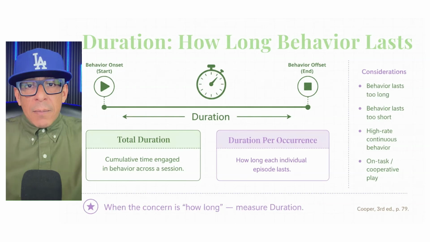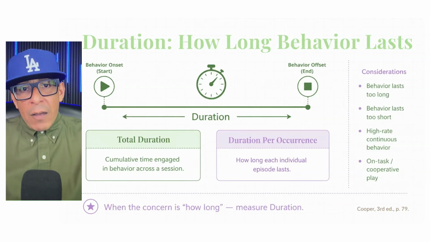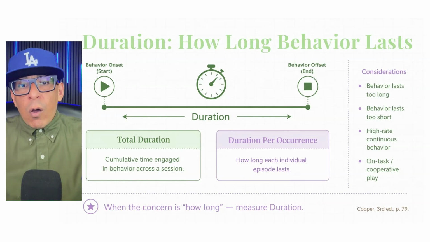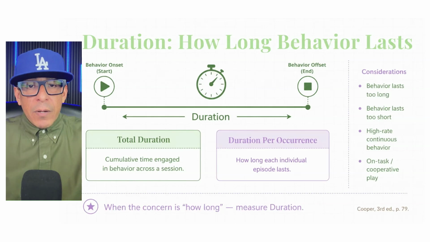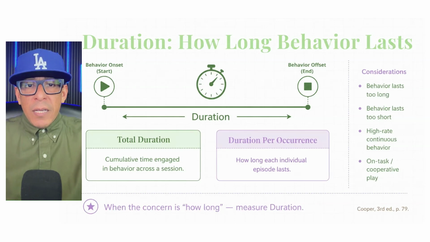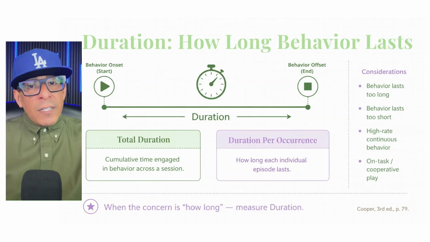Duration is the basic measure of temporal extent. Duration is important when the amount of time a person engages in a target behavior matters. Cooper describes duration as useful when behavior occurs for too long or too short a time period. Duration is also appropriate for behaviors that occur at very high rates or for task-oriented continuous behaviors that occur for extended time, such as cooperative play, on-task behavior, or off-task behavior.